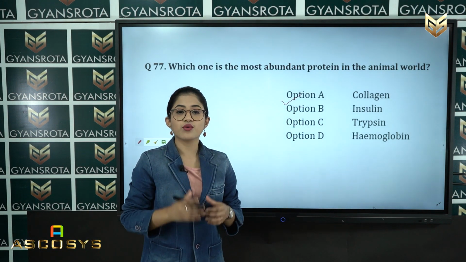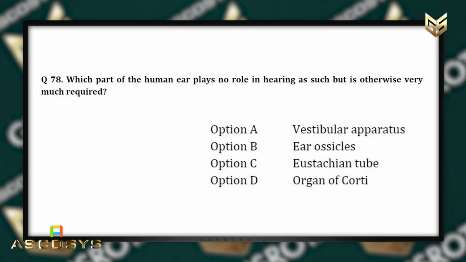Now, let us see the next question, that is question number 78. Which part of the human ear plays no role in hearing as such, but is otherwise very much required? Option number A, vestibular apparatus, option number B, ear ossicles, option number C, Eustachian tube, option number D, organ of Corti.